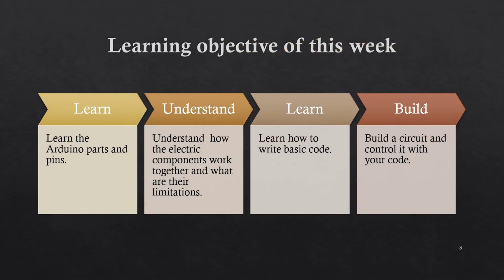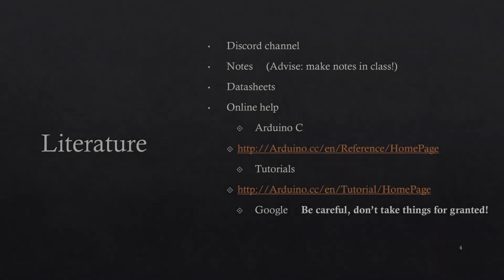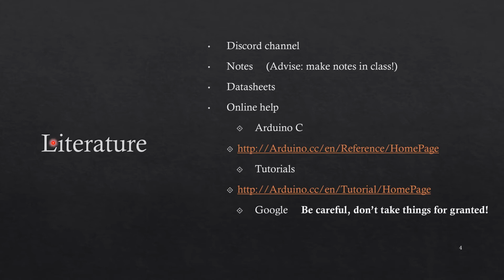The learning objective of this week is to learn the Arduino parts and the pins, understand how the electronic components work together and what are their limitations, learn how to write a basic code, and build a circuit and control it with your code. The literature that we will use.